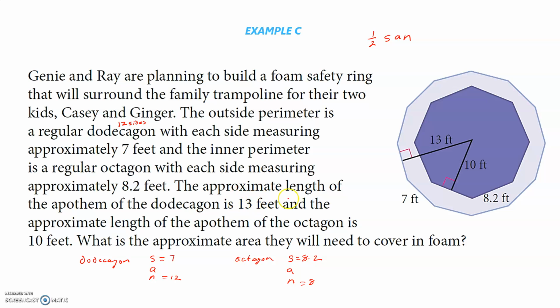Then I continue on. The approximate length of the apothem of the dodecagon is 13, and the approximate length of the apothem of the octagon is 10. So I have all the values that I need, and they ask what is the approximate area they will need to cover in foam. So this is the part here that they're going to cover in foam. So what I'm going to do is take the area of the outer dodecagon, and I'm going to subtract the area of the inner octagon.